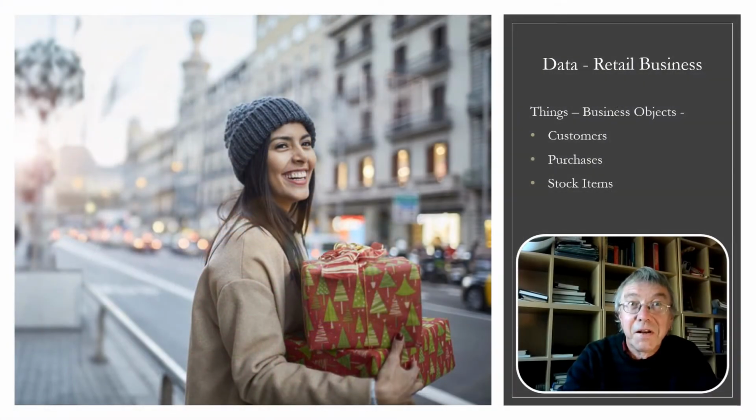So let's look at an example based on a retail system. Data analysis starts at the top level with analysis of things, sometimes called more formally business objects or entities, things that the business needs to hold information about. For example, in a retail system, that might include customers, purchases, and stock items.